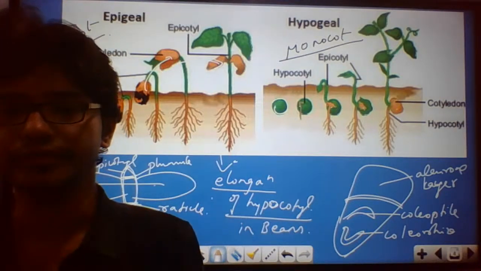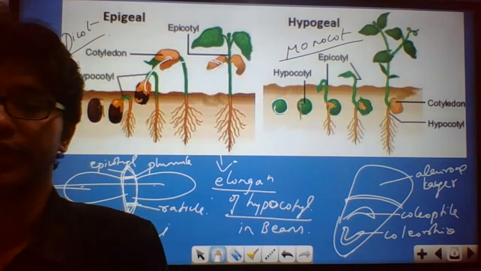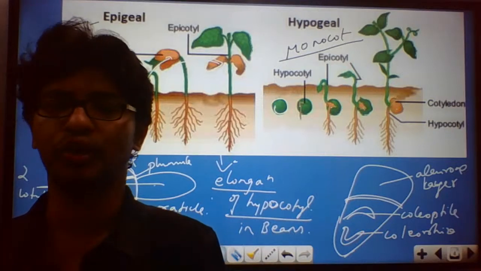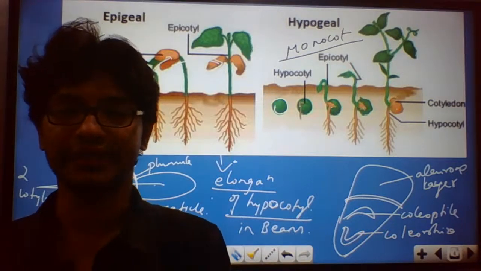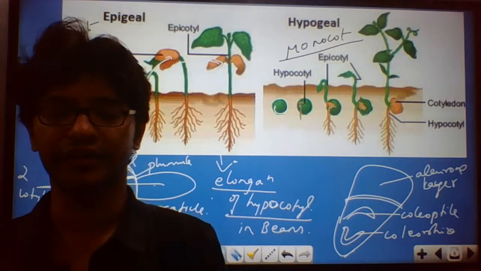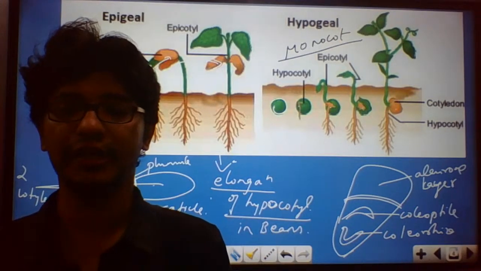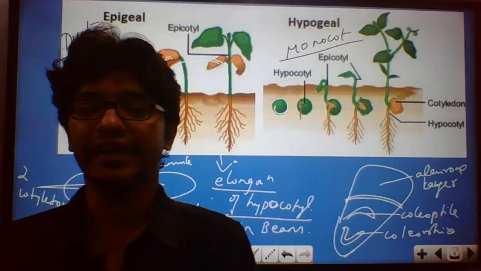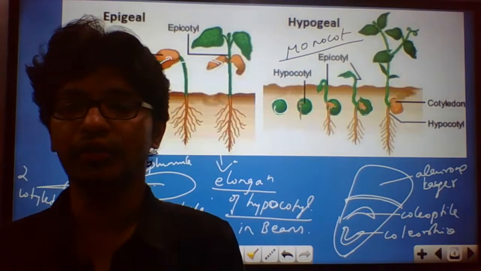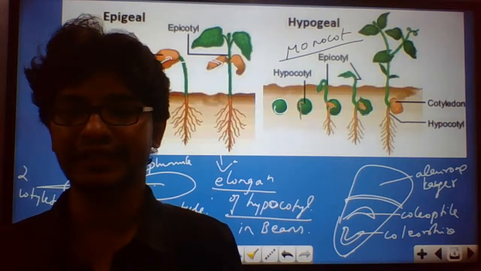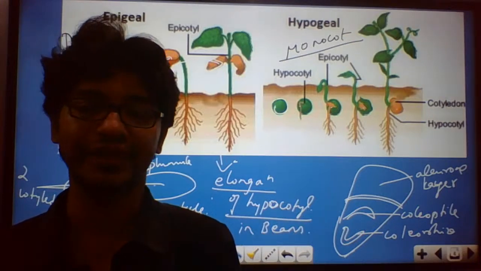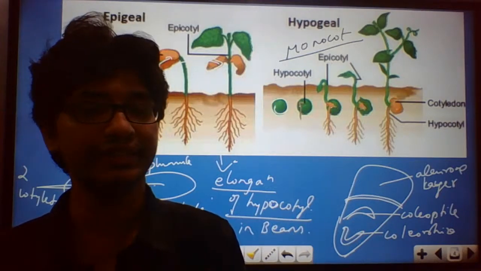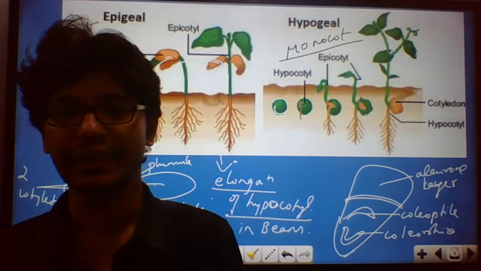Okay, Kavya, you asked a question: why in hypogeal, I mean hypocotyl, does no photosynthesis take place? Can someone justify? She raised a very logical question: why does no photosynthesis take place in the hypogeal? The logical answer is that there is no greenish pigment. Can you tell me specifically what the pigment is?